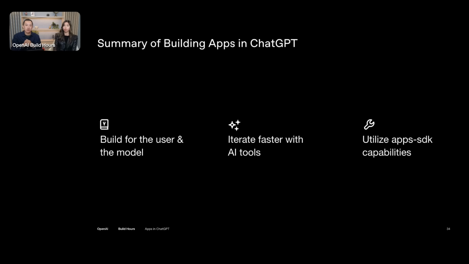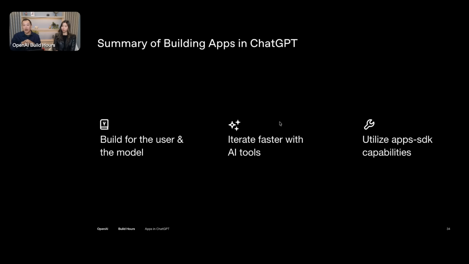All right, let's do a summary of everything we've covered here today so far. You should think about building for the user and the model. There is a very unique opportunity here to set the paradigms and the best practices and the best example apps for a new way of development. It's not just your code and a UI, it's both the model, your MCP server logic, and a web component.